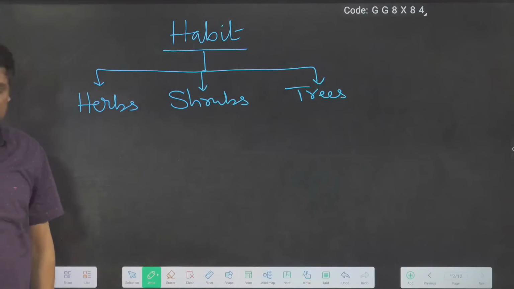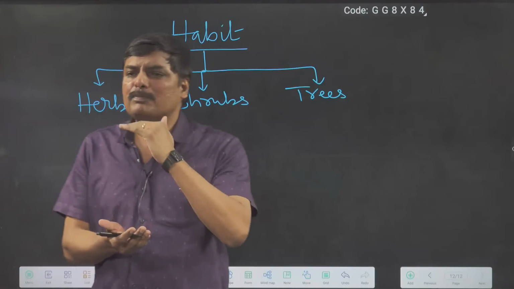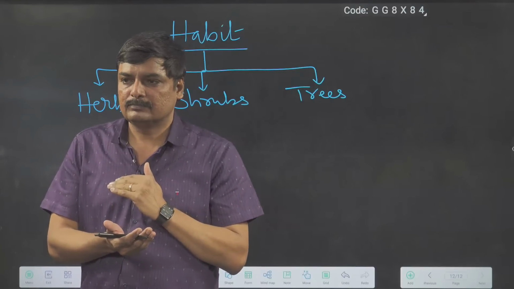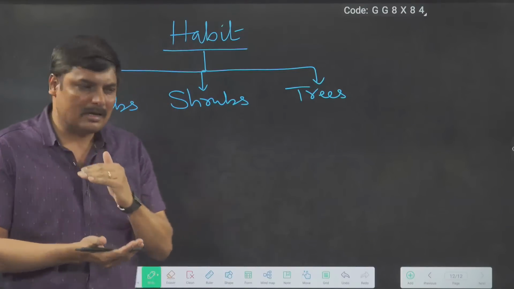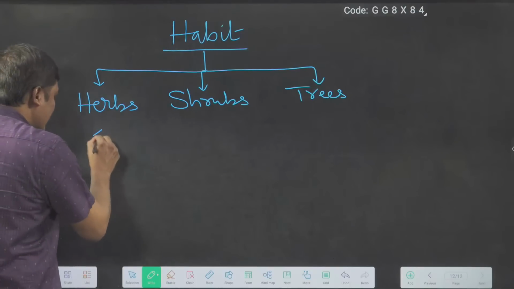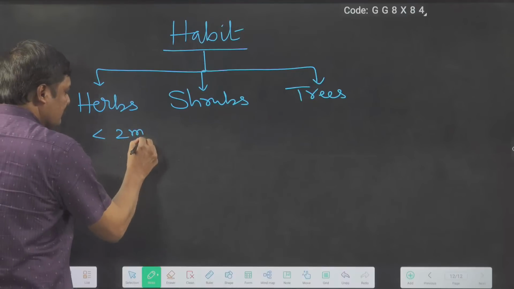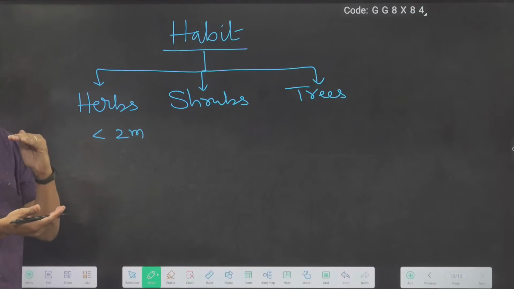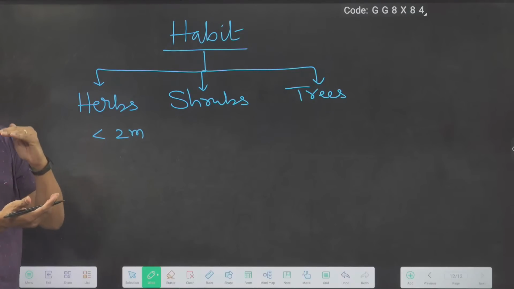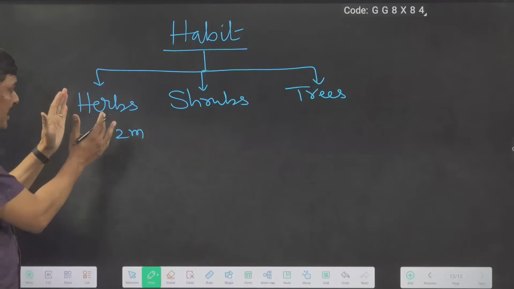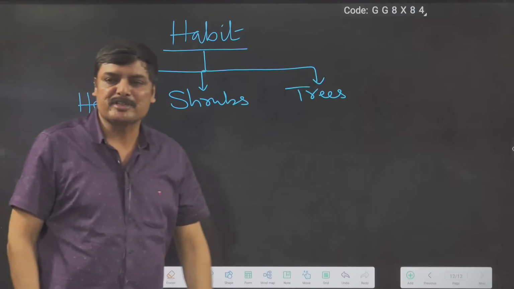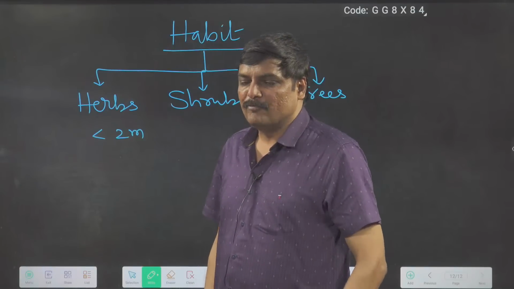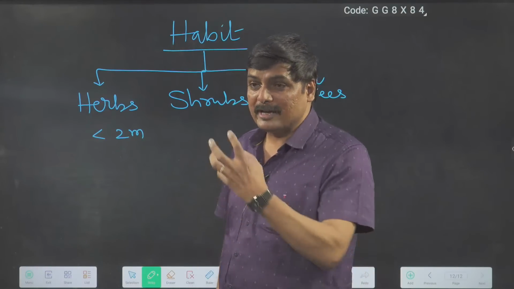What is a herb? Herb is a small plant with a soft stem, and it grows up to less than 2 meters height. It is a soft plant. It is a small plant. It can grow only up to less than 2 meters height. And this plant is a herb. Herbaceous plants. Rice is a herb. Wheat is a herb. Those are herbaceous plants.